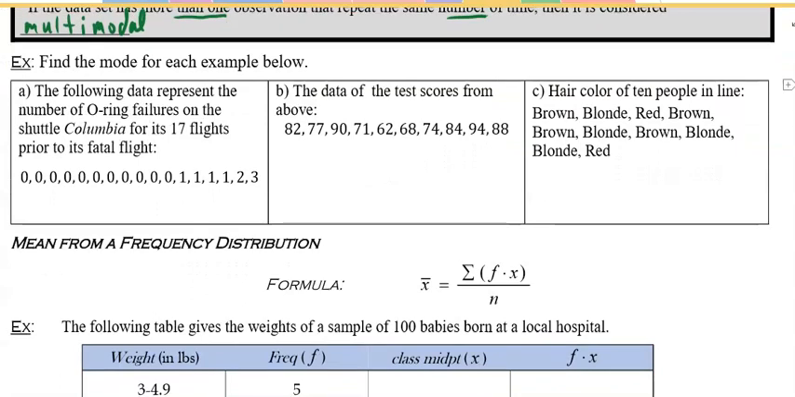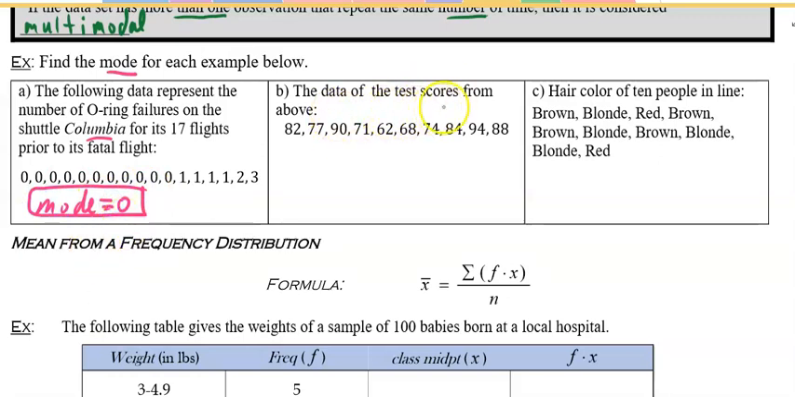Now, following three examples, find the mode for each example. The following data represent the number of O-ring failures on the shuttle Columbia for its 17th flight prior to its fatal flight. Well, do you see that 0 repeats the most? That would be the mode.